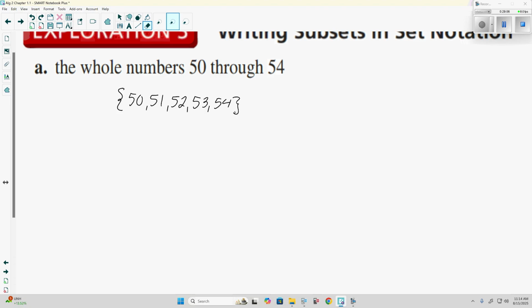If it said the integer numbers 50 through 54, would it be any different? Now, integers and whole numbers, they are the counting numbers, same thing. If it said the real numbers 50 through 54, okay, now we're going to have to do set builder notation, because we have to include all the numbers between 50 and 51, 51, 52, and so on. But here, whole numbers, I got them all.